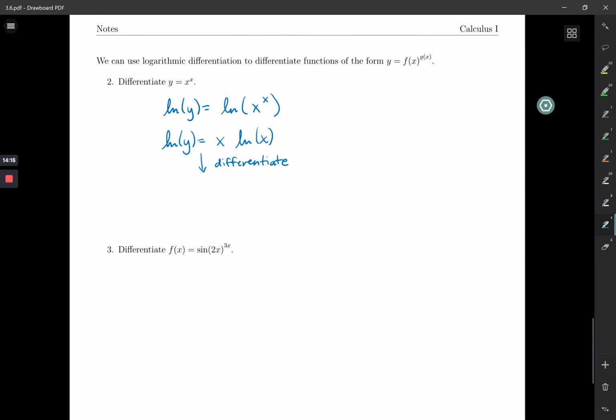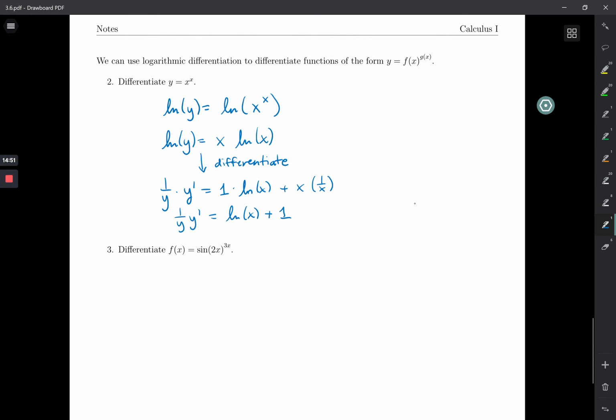remember on the left-hand side we always get the same thing, but we can go through it. So we get the derivative of natural log of y is 1 over y times y prime. And then on the right-hand side we use the product rule. So that would be 1 times natural log of x plus x times 1 over x, right? So this actually simplifies quite a bit, because we just get natural log of x plus 1.